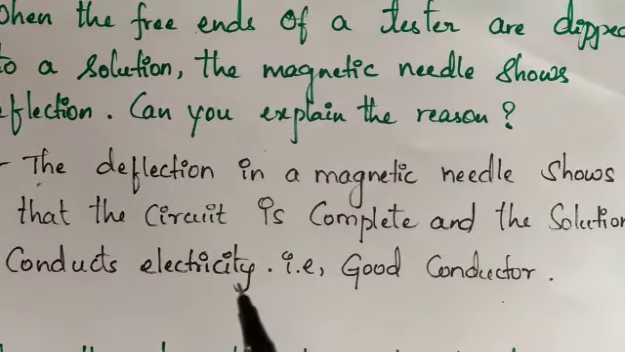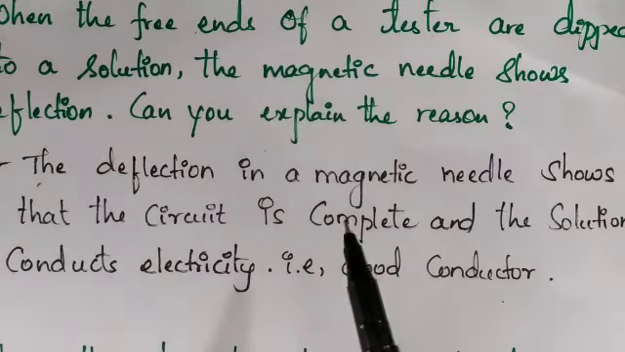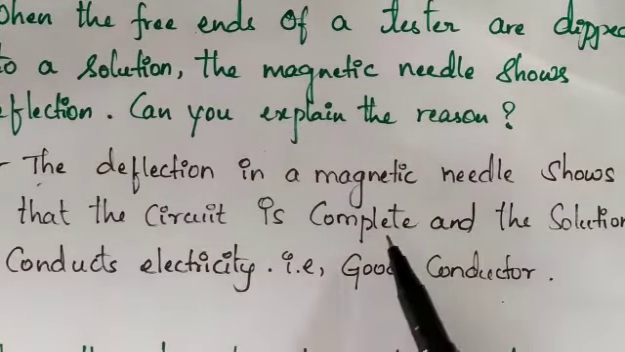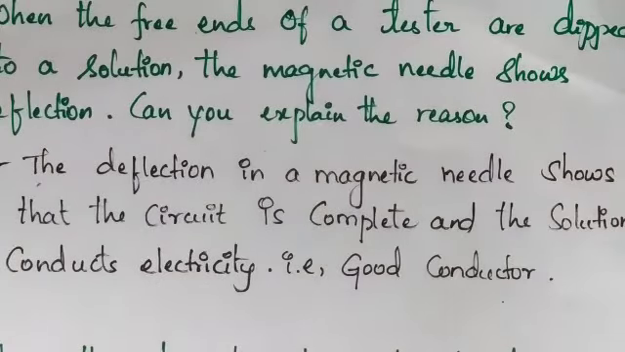If the substance is lemon juice, vinegar or tap water, then that solution is conducting electricity. So the magnetic needle shows deflection because the circuit is complete and the solution conducts electricity.